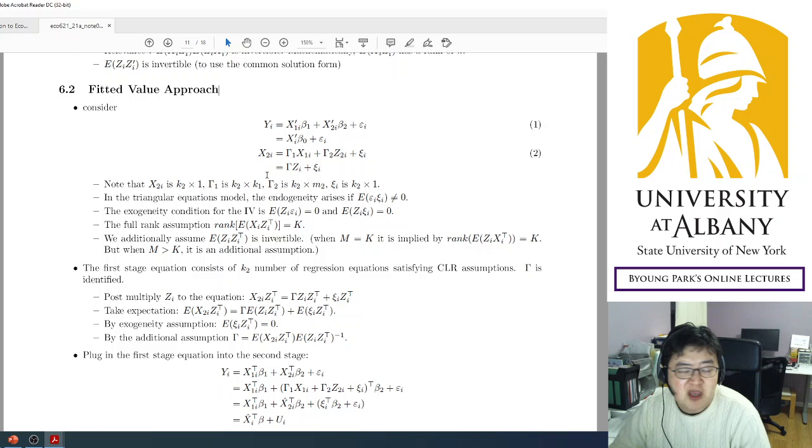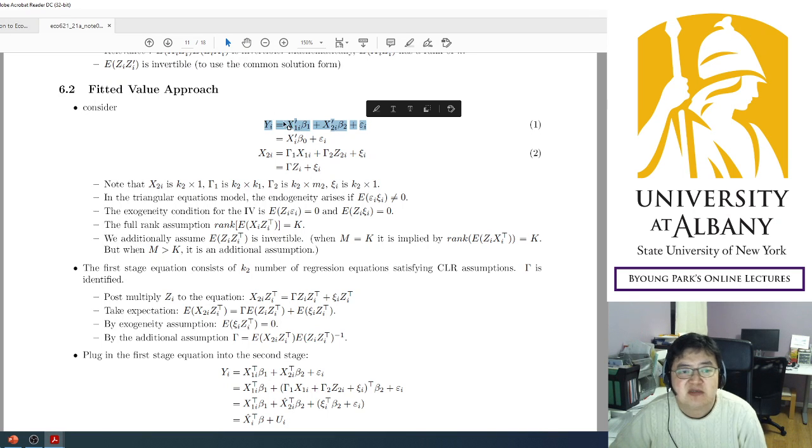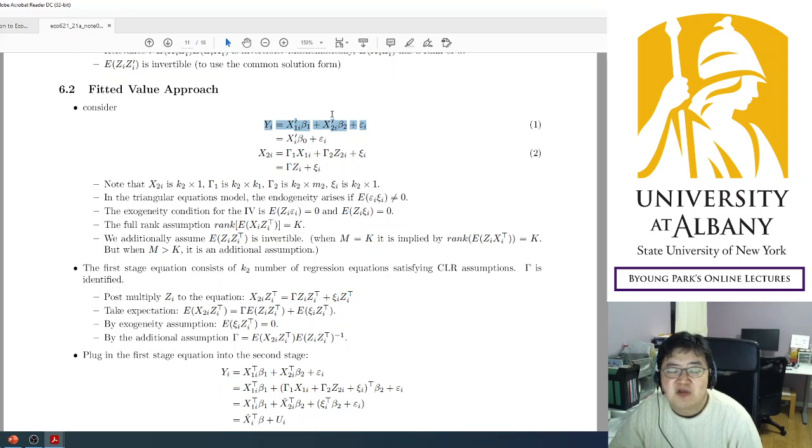So you have to be careful about the dimensions. I explained it at the end of the last video, so I will skip that briefly. Remember, the main idea here is that x2 is endogenous. So our original regression equation is only this. The second stage, the structural equation, was the only regression equation we had originally, but we intentionally add another regression equation for the endogenous variable.